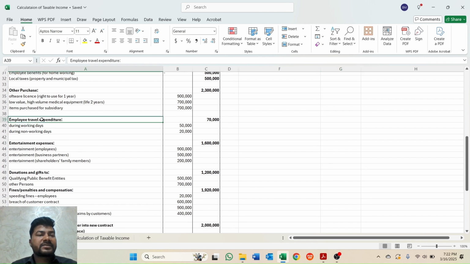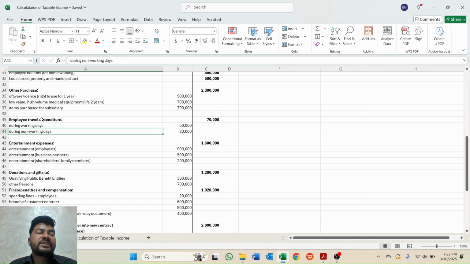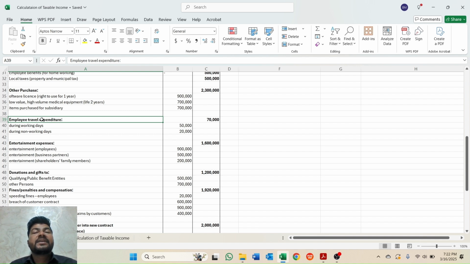Now again, let's come to employee travel expenses during working days or non-working days. Since these are employee related expenditure, employee travel is assumed to be business expenses and totally allowable for the deduction under the corporate tax. So without any adjustment, this deduction is allowed.